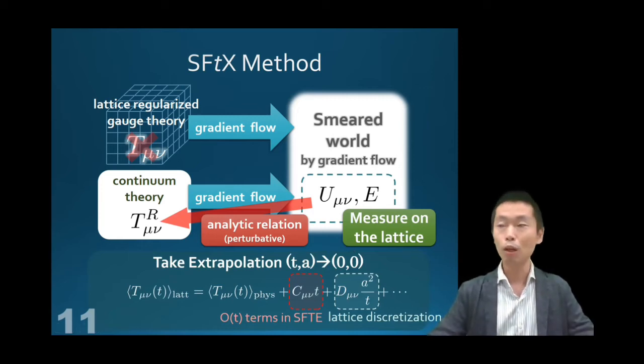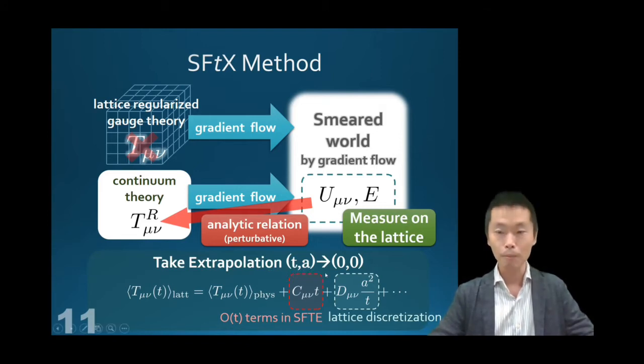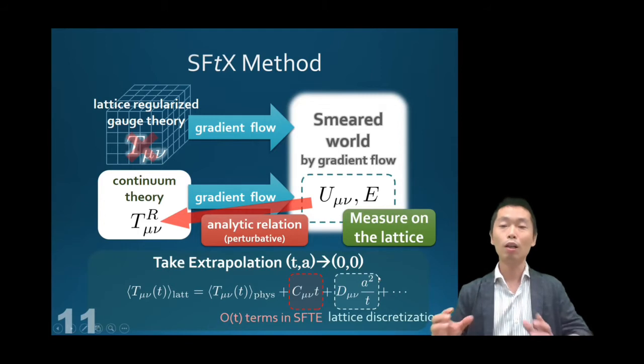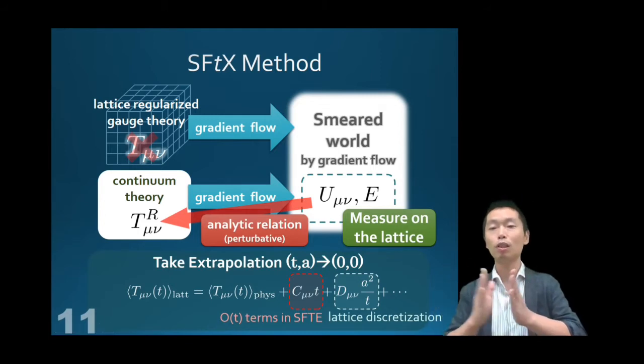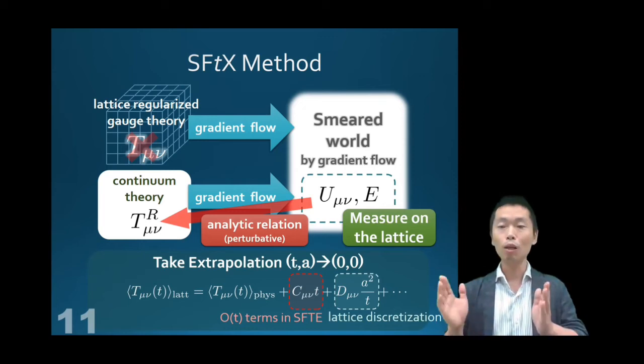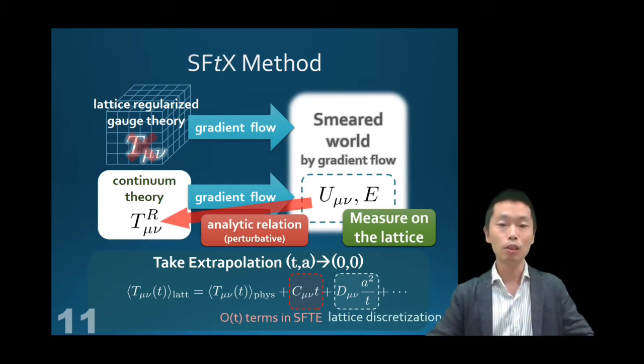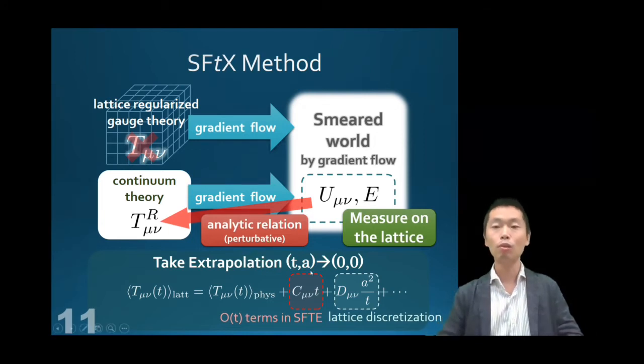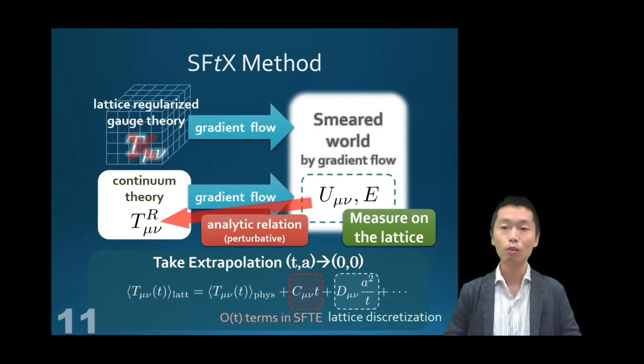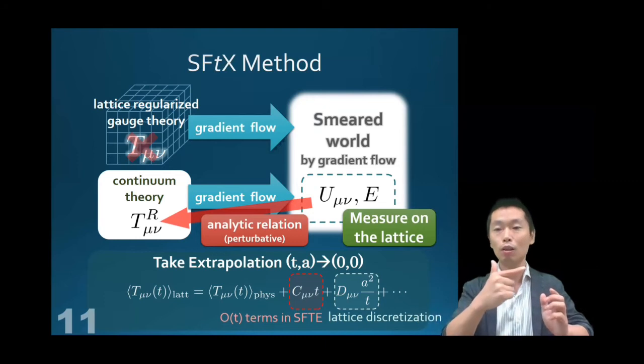First of all, we have to take the double extrapolation to small t and small lattice spacing. The flow time t is sufficiently large so that the smearing distance is significantly larger than the lattice spacing. On the other hand, flow time should be sufficiently small to suppress the effect of the higher order dimensional operators and also to justify the use of the perturbation theory. So there should exist a window of flow time to justify both these two requirements. And I will show you later in numerical analysis, actually such a window exists and we can take the extrapolation numerically quite successfully.